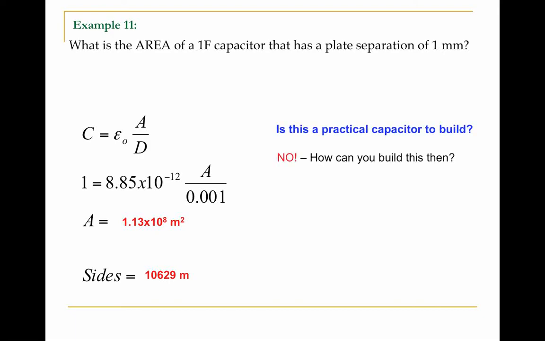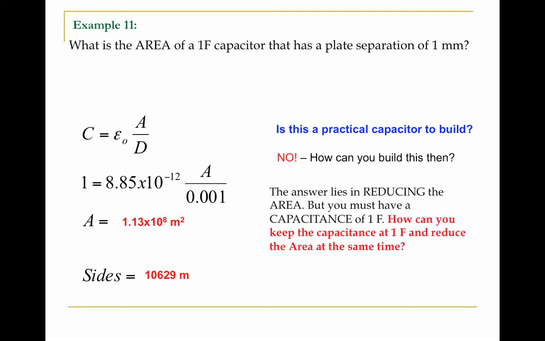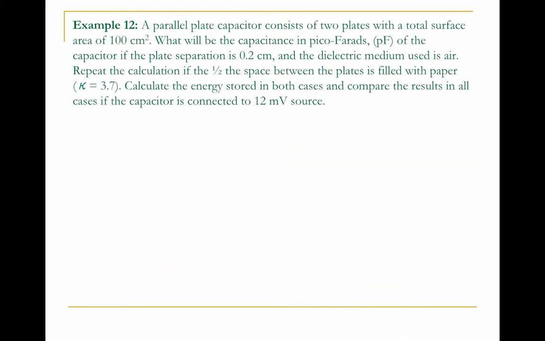So this is impractical. Now what we can do is simply introduce a dielectric material in between the plates, and therefore we can have a very small, tiny, reasonable capacitor with a dielectric material that has a very high K. Therefore we are producing a capacitor of 1 farad. All right. Example number 12.